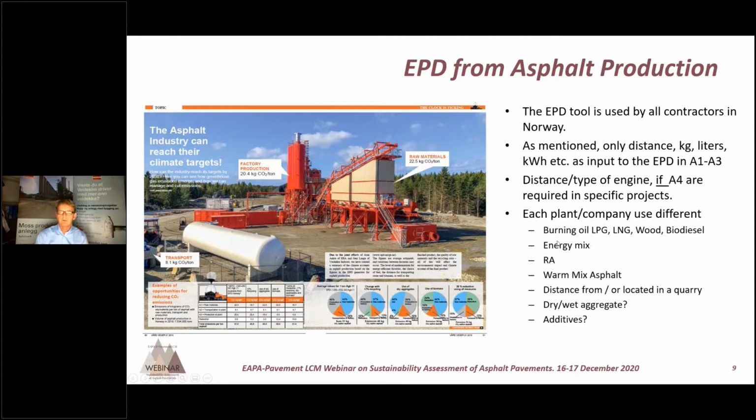Is it an aggregate or power plant use, or is it connected to the net? That's one thing. The amount of reclaimed asphalt and warm mix asphalt, on a lot of asphalt plants but not on all, I believe. Also the distance where you pick up the material, the bitumen and the aggregate and everything. And of course additives you have to enter.